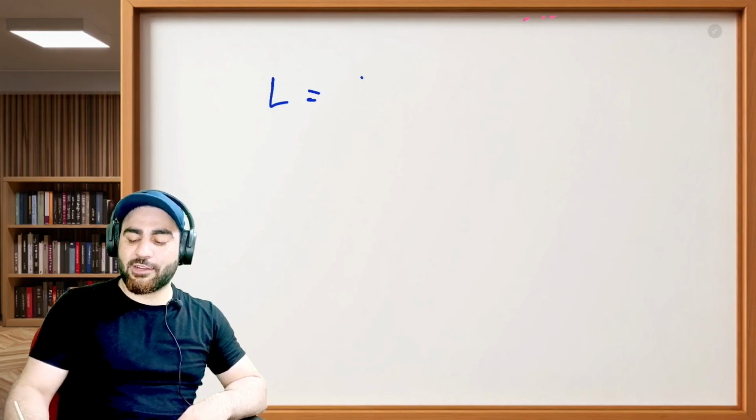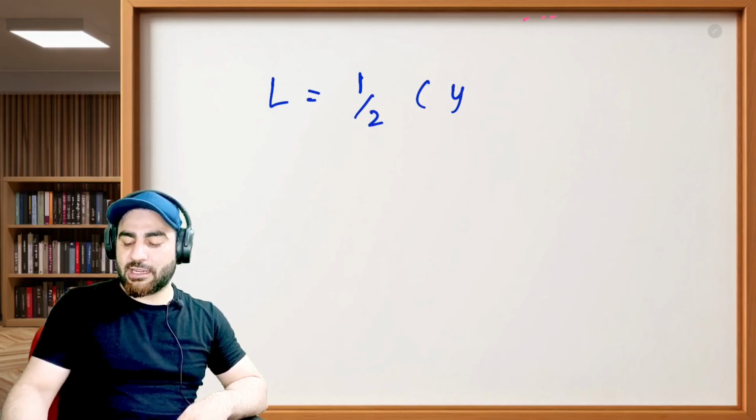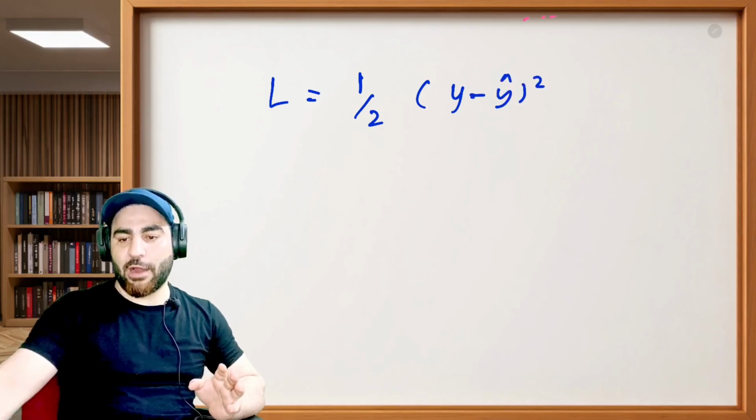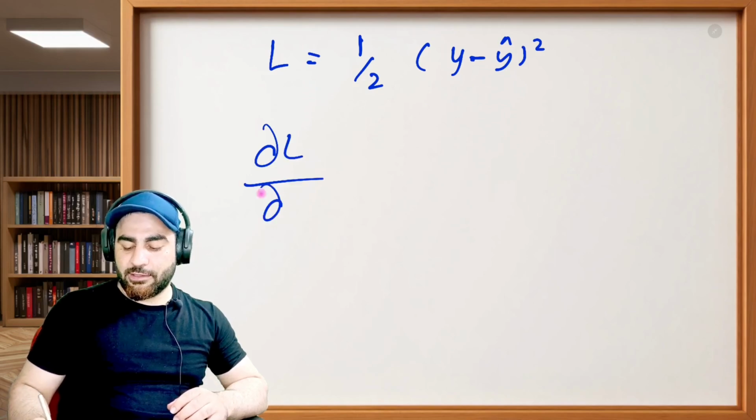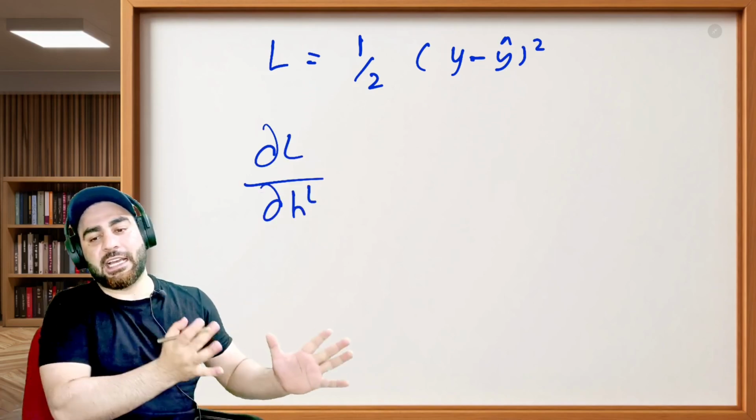Mean square loss is sometimes written like this: (y minus y bar) whole square. This is how loss can be predicted. So if you have to compute this, you will compute ∂L/∂H_L, let's suppose, at the Lth layer. So how to do that?